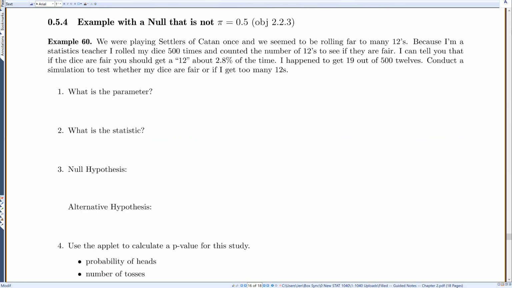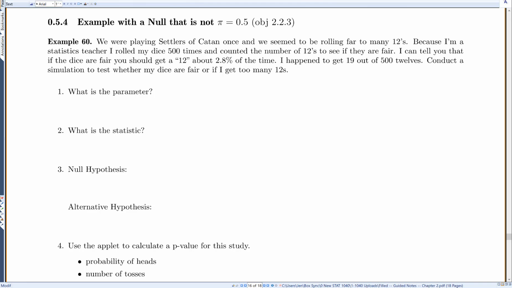So let's try another example with a null that is not pi equals 0.5. There is some more information we're still learning at the end, so make sure you don't cut out of this video. You will need the information after this as well, but this is just another example to clear up any confusion.